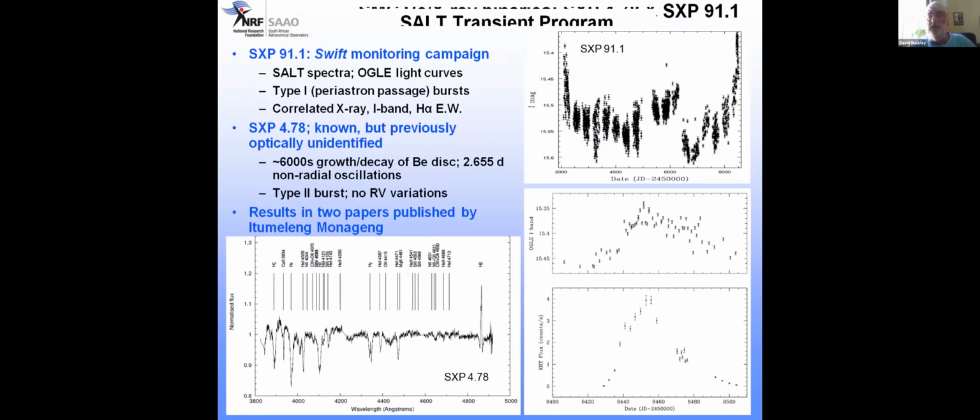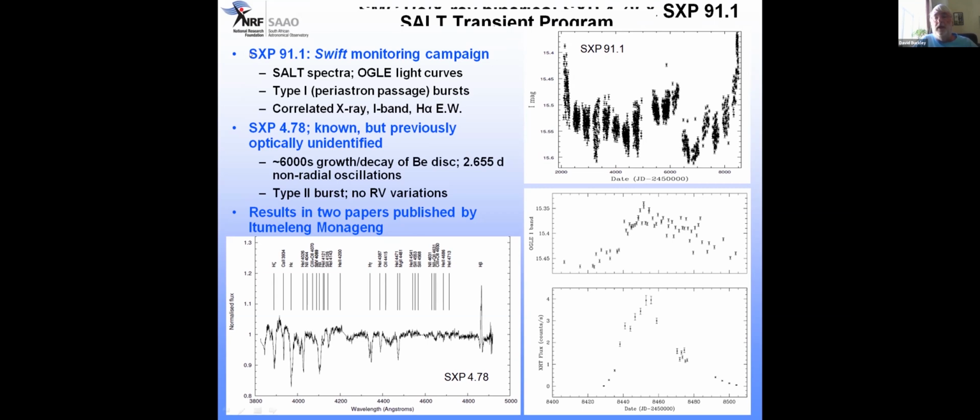These are other examples. I don't have time to really dwell on these too much, but most of these high mass X-ray binaries which are found in the Magellanic Clouds are simultaneously X-ray pulsars, because the neutron stars are spinning fairly rapidly, and so they are seen as pulsing systems in the X-rays. So we've observed a couple of these, and this is one that Utemelang Monageng, who was a student, is now on the staff at UCT and SAAO.